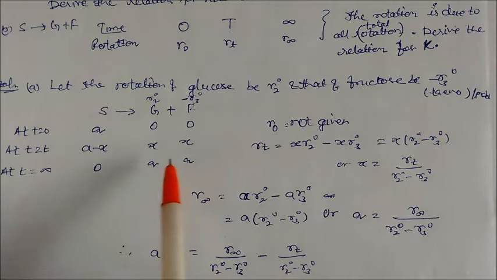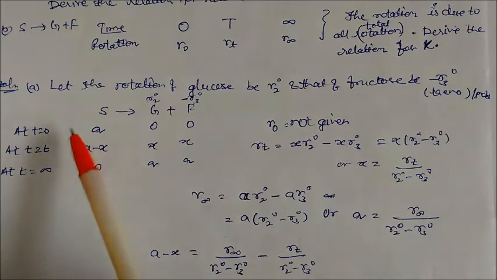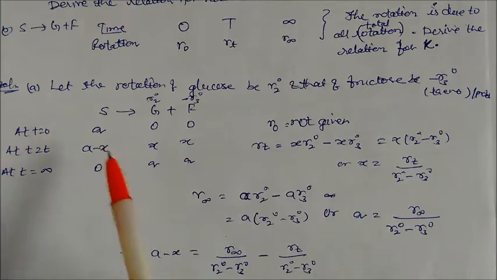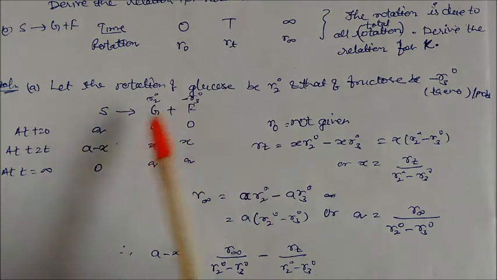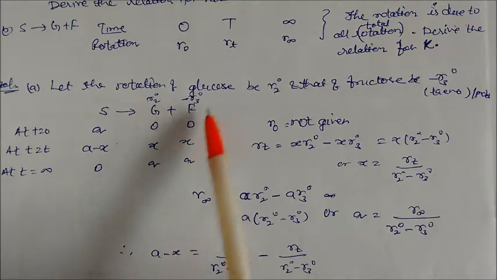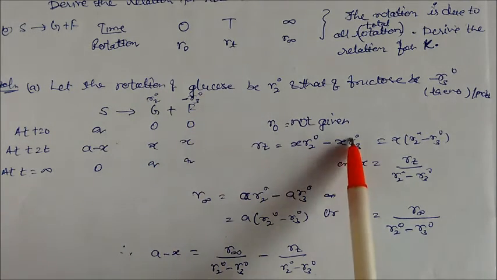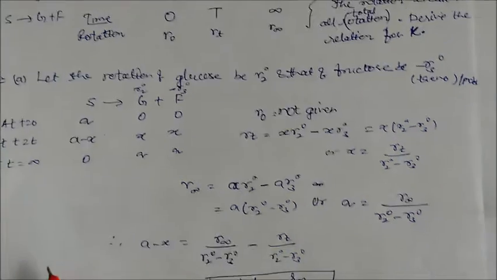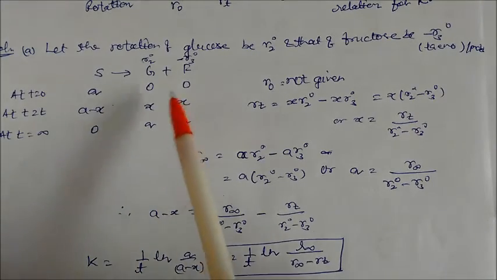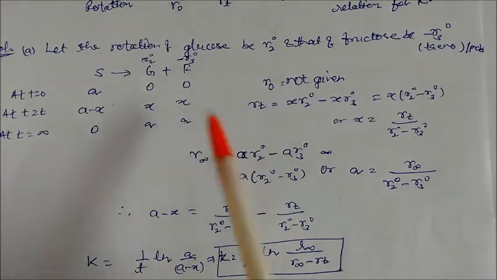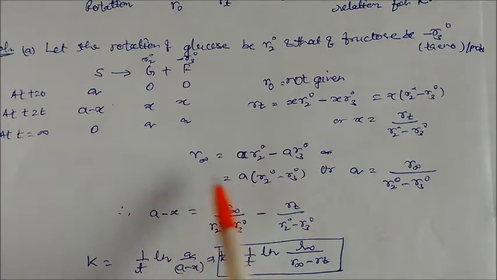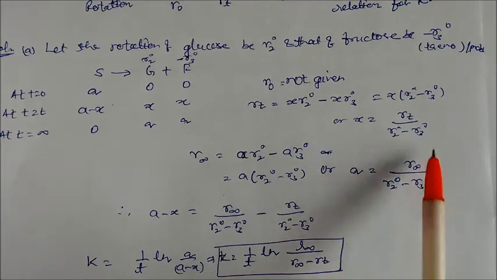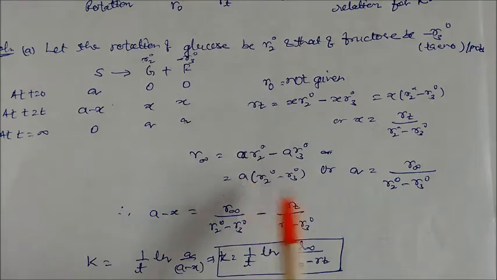So this is the initial amount of the sugar. Here R naught is not given. The rotation at time t will be x into R2 naught plus x into minus R3 naught, so from x you will get Rt by this value. Now for infinite time, you take R2 naught into a plus a into minus R3 naught. So from a, you get R infinity by this value. Now a minus x you will get this value.